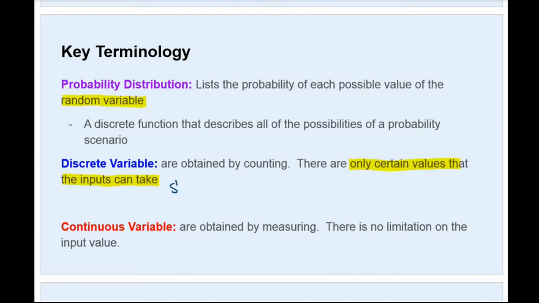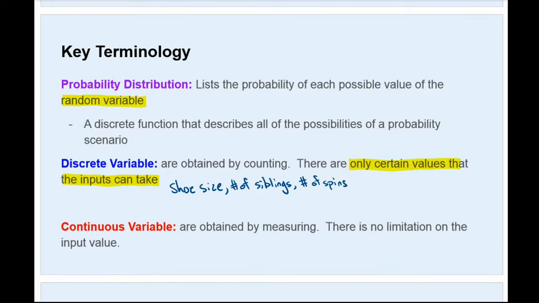So say we look at shoe size, number of siblings. You could also say something like number of spins.